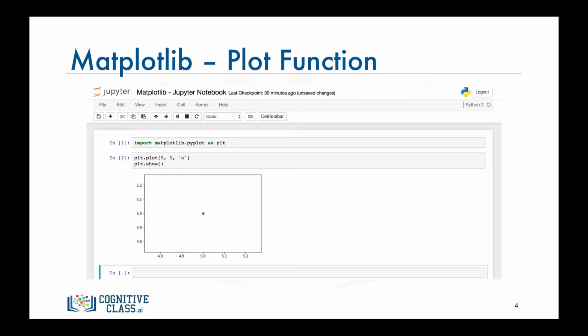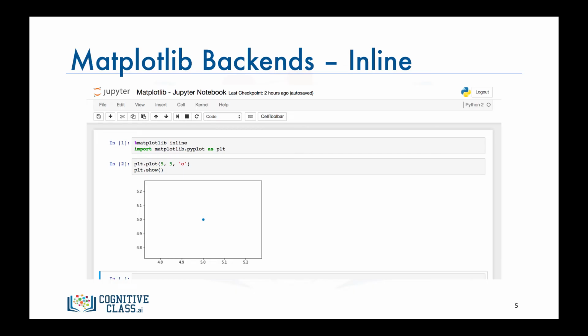Let's first import the scripting interface as plt, and let's plot a circular mark at the position 5, 5, so x equals 5 and y equals 5. Notice how the plot was generated within the browser and not in a separate window, for example. If the plot gets generated in a new window, then you can enforce generating plots within the browser using what's called a magic function. A magic function starts with % matplotlib, and to enforce plots to be rendered within the browser, you pass in inline as the backend.